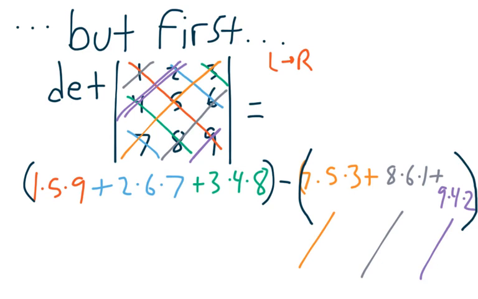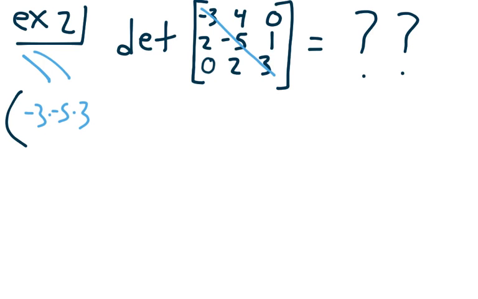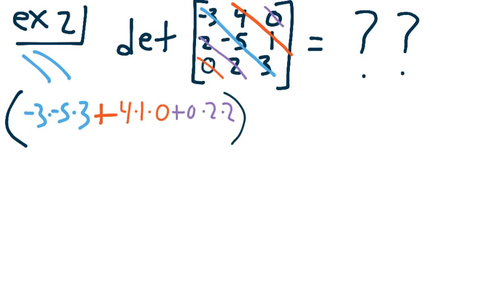Let's call this one example 2. So I want to find this matrix's determinant. Let's give this a try. First, going this way, top left to bottom right: negative 3 times negative 5 times 3, plus the next one, 4 times 1 times 0. Well, that's a 0, obviously, but I'm going to keep going for now. And then 0 times 2 times 2. That's also 0. How about that?